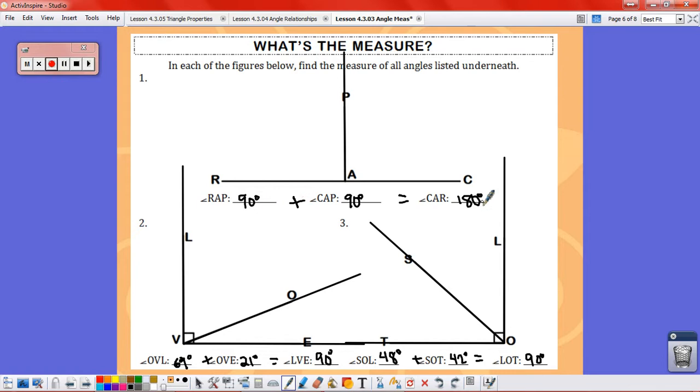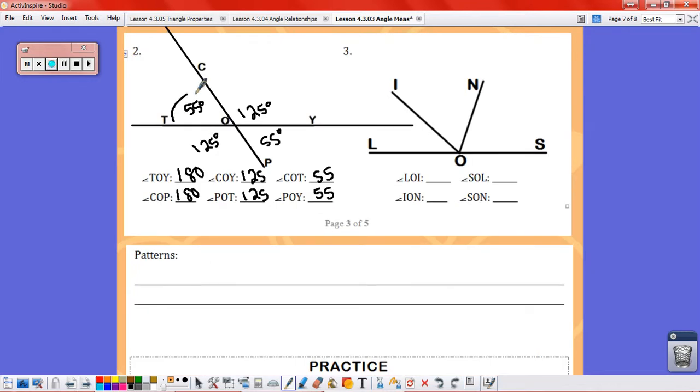We made 180, which was a straight line. When we added these two angles, we made it 90 degrees. When we add these two angles, we make 90 degrees. When we add these two angles, we make 180 degrees. 55 plus 125 is 180. So these are the patterns you start to see, where smaller angles add up to make the bigger angles.